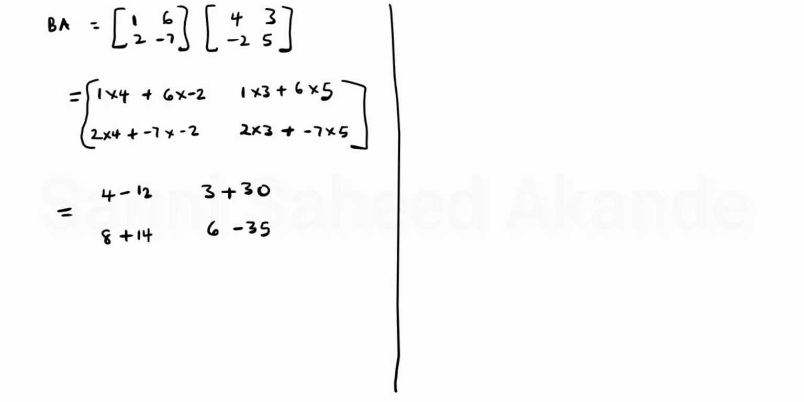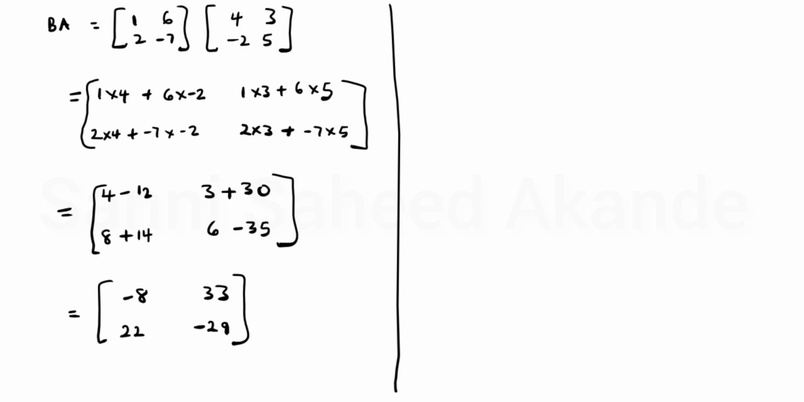So let's carry out the simple addition and subtraction, so that we have 4 minus 12. 4 minus 12, that will be minus 8. Okay, 3 plus 30, that is 33. Then 8 plus 14, that will be 22. And then 6 minus 35, that should be minus 29. Okay, so that's Roman figure number 2.